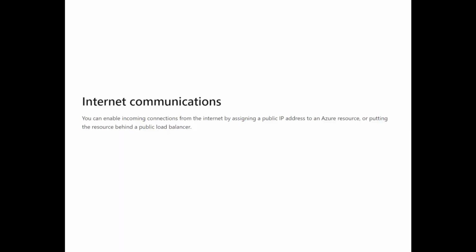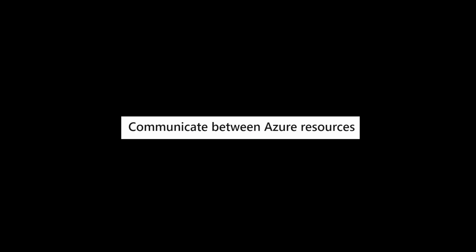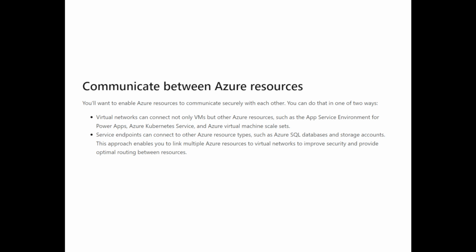Internet communications. You can enable incoming connections from the internet by assigning a public IP address to an Azure resource, or putting the resource behind a public load balancer. Communicate between Azure resources. You'll want to enable Azure resources to communicate securely with each other. You can do that in one of two ways.